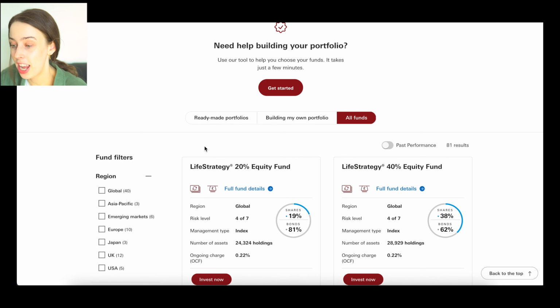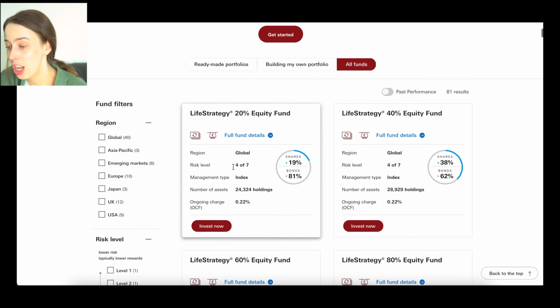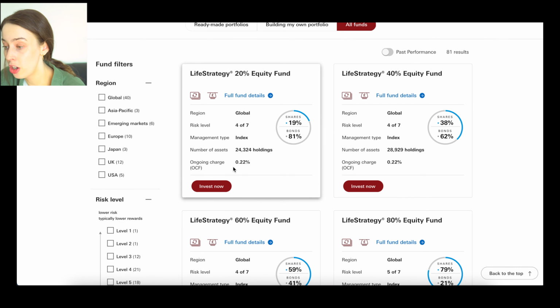Also with Vanguard, they have their flagship life strategy funds. Some people really love these, some people don't like them as much. But essentially what they are is a collection of funds where they balance their equity and their bonds within the fund. So for example, the 20% equity life strategy fund will have 20% equity, 19% roundabout, and the remainder, so 81 in this case, of bonds.